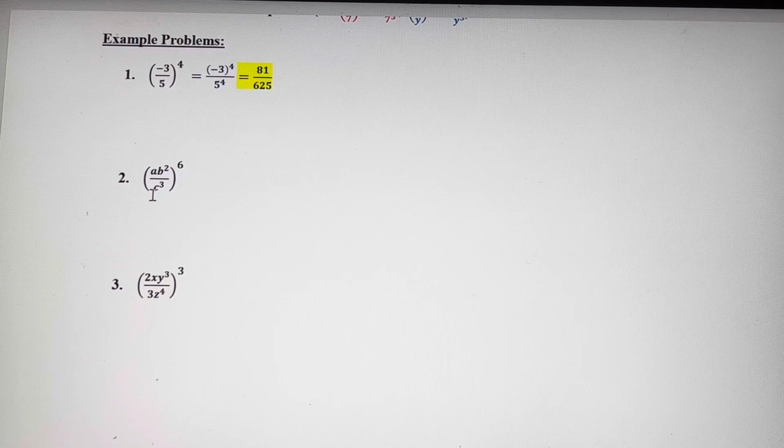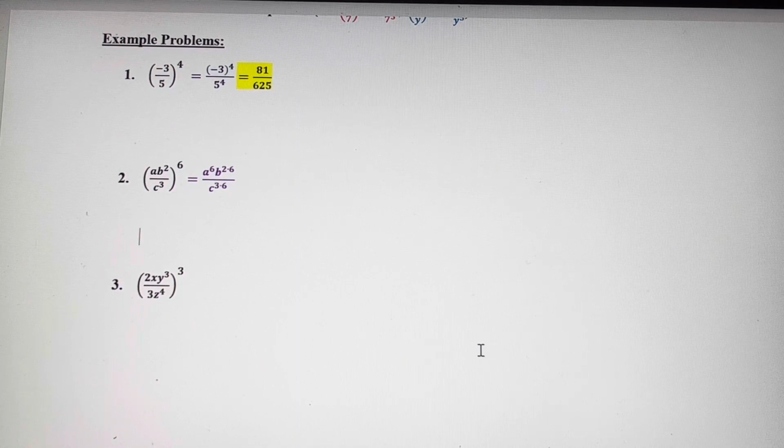All right, and number 2, we've got multiple variables here. We've got a quotient raised to a power, so our rule's still going to work. All right, so in the numerator, we've got a to the 6th, and then remember, in the previous video, we learned we've got to multiply 2 times 6 here. So we're going to multiply those two exponents. In the denominator, I've got c cubed. I want to raise that to the 6th power, so I'm going to multiply those exponents as well.